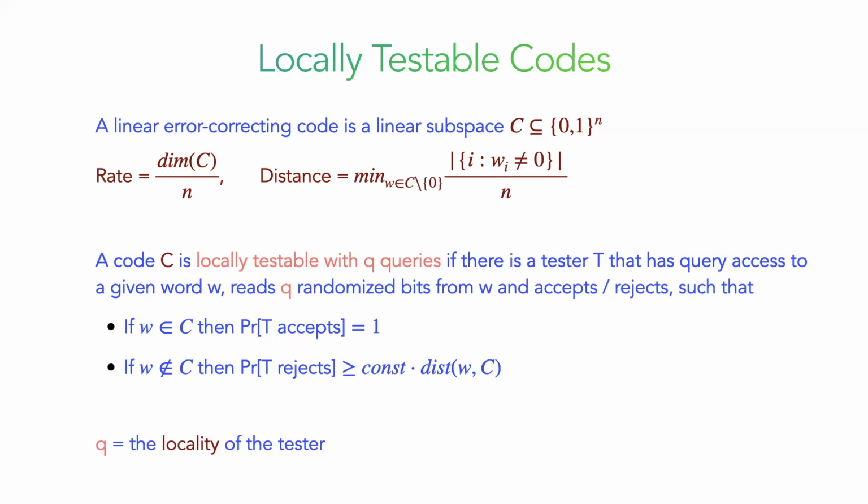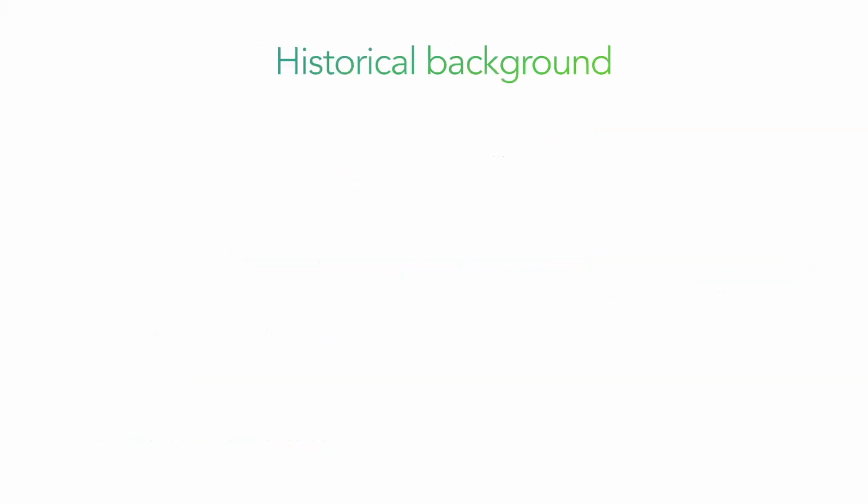So the distance is normalized, it's divided by n? Yeah, I'm going to normalize both the distance and the rate, normalized between 0 and 1. And the locality is the word we use for how many bits from the word the tester reads. So it's the letter Q here.